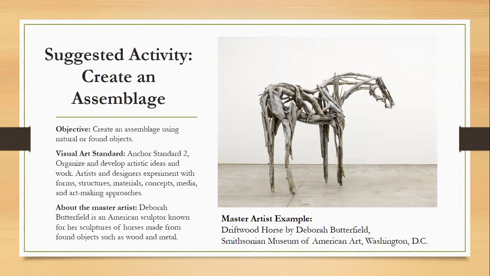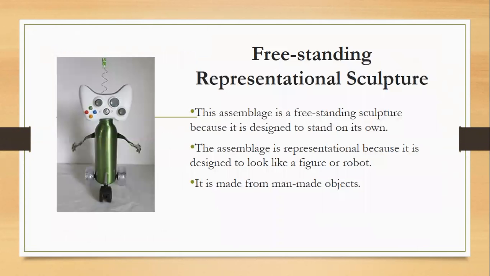For this unit, what we're going to be doing is creating an assemblage using natural or found objects that you might have at home. The visual art standard is Anchor Standard 2: Organize and develop artistic ideas and work. Artists and designers experiment with forms, structures, materials, concepts, media, and art-making approaches. I'm going to be showing you some examples.